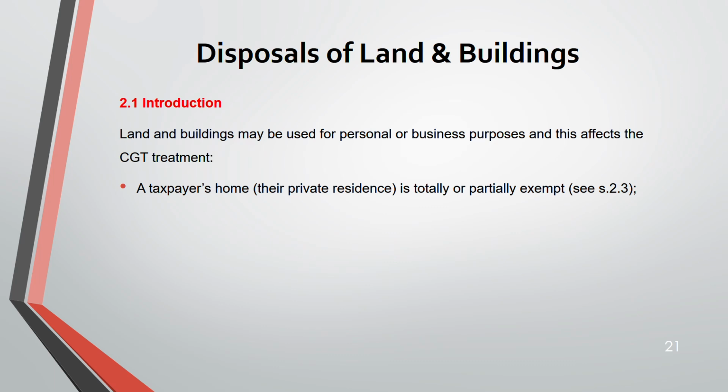If your land and building is used by the taxpayer, that means it's the taxpayer's home, their private residence, they are staying there, then for CGT it might be totally or partially exempt. This will be covered in section 2.3.